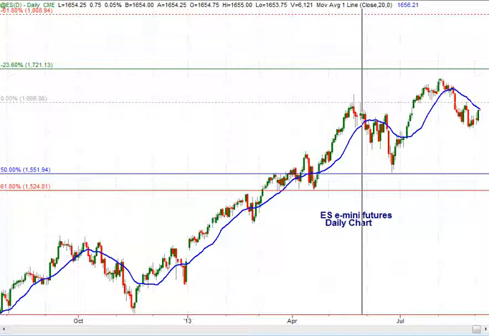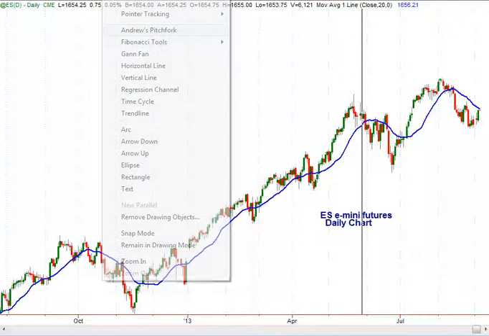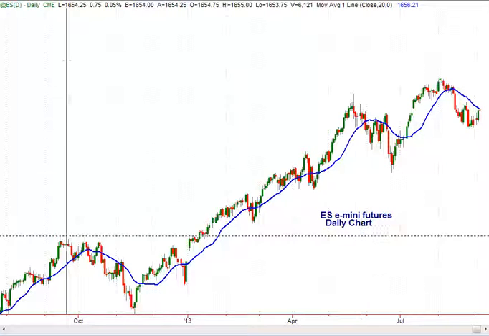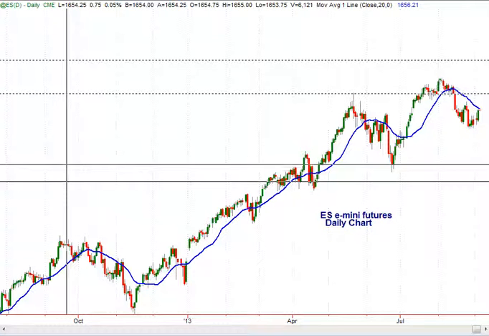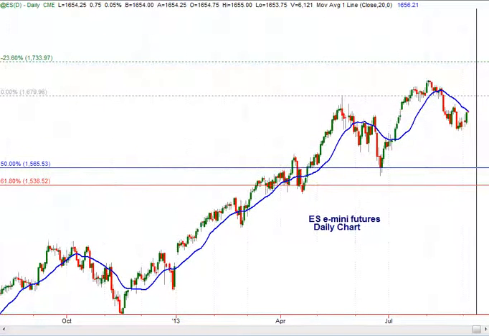Actually, let's retrace this for more clarity, tracing from high to highs. Then we have, as you can see, a first target around 1730 area. So we shouldn't really be surprised if price gets there in the coming weeks.